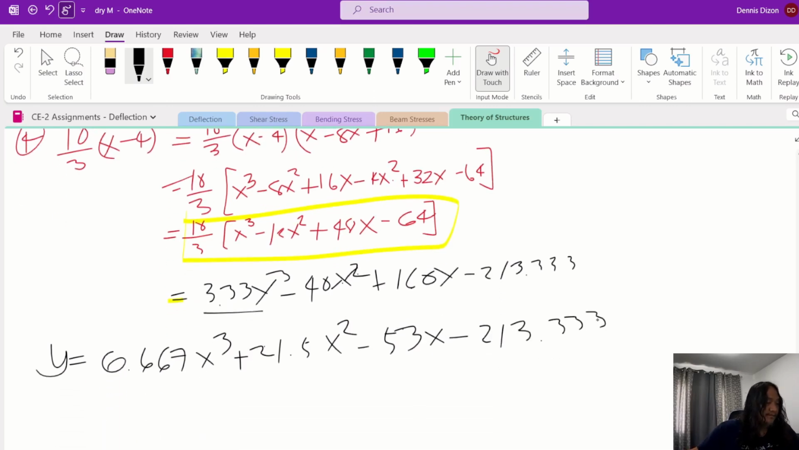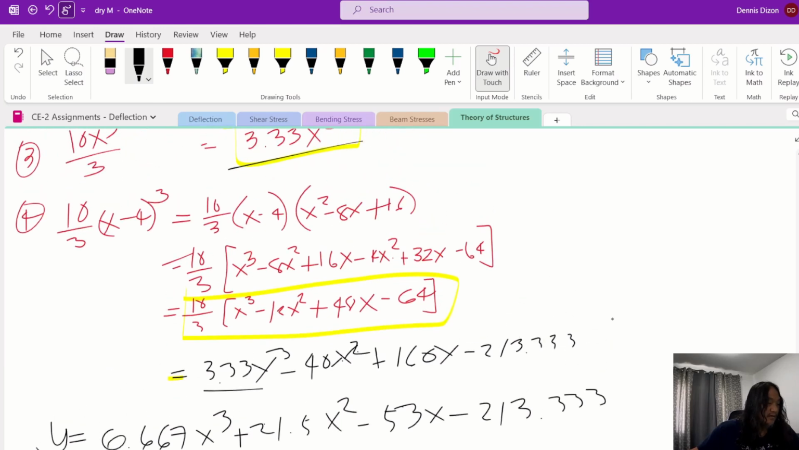This is not y. This is y prime because this is our slope. So we will solve for the value of x.